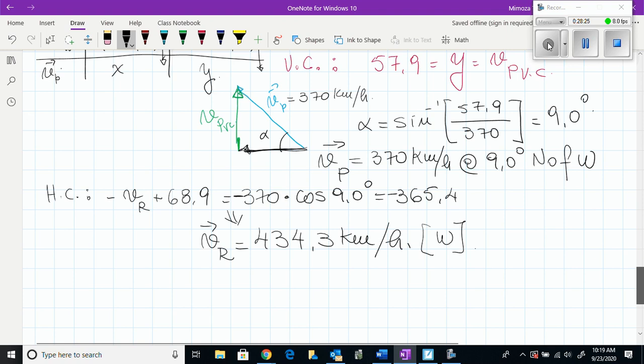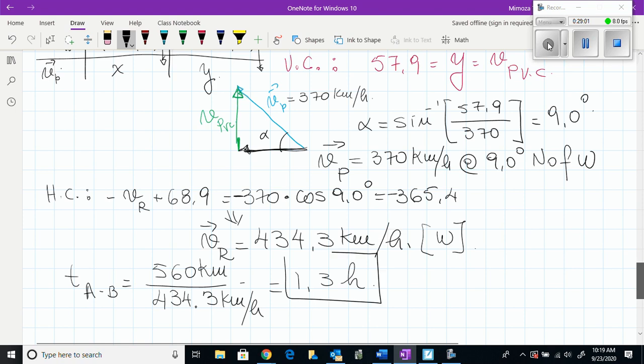And if you are looking for the time that it needs to go from city A to city B, then you take the distance between those two cities, that is 560 kilometers, over the resultant, which is in the same direction, kilometers per hour. So 560 divided by 434.3 will be 1.3 hours. So this is the total time, and this is the velocity.